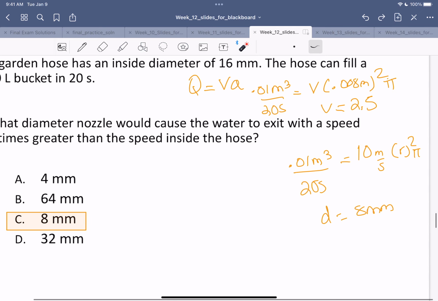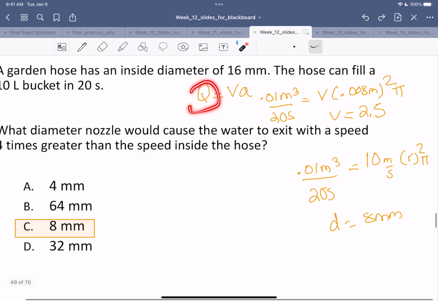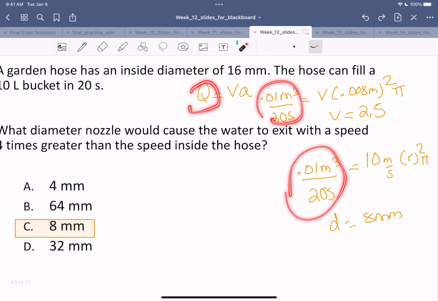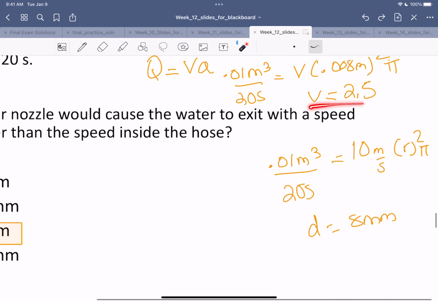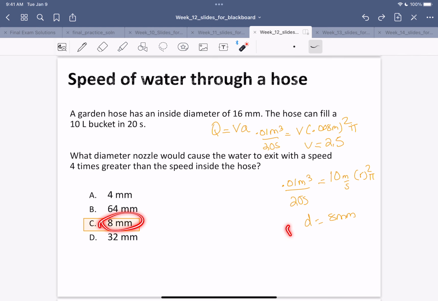So then, once again, if the flow rate is constant throughout, my Q is going to be the same as before. But now my speed, instead of being 2.5, it's 10. So then what would my new area be, or what would my new radius be? So I plug in that pi r squared, and then I can solve for that. And then the diameter would be 8 millimeters, so your radius would be 4. Does that make sense?